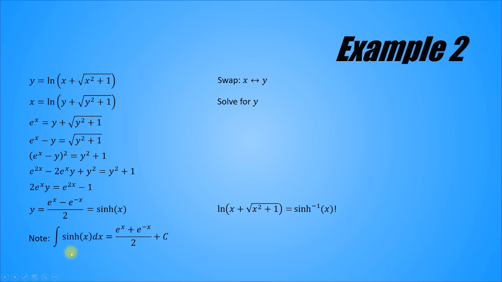So note something here. The integral of the hyperbolic sine function is (e^x + e^(-x))/2 + c. But this guy is the hyperbolic cosine function. So this function right here is easy to integrate, which means that we can readily apply Laisant's theorem.